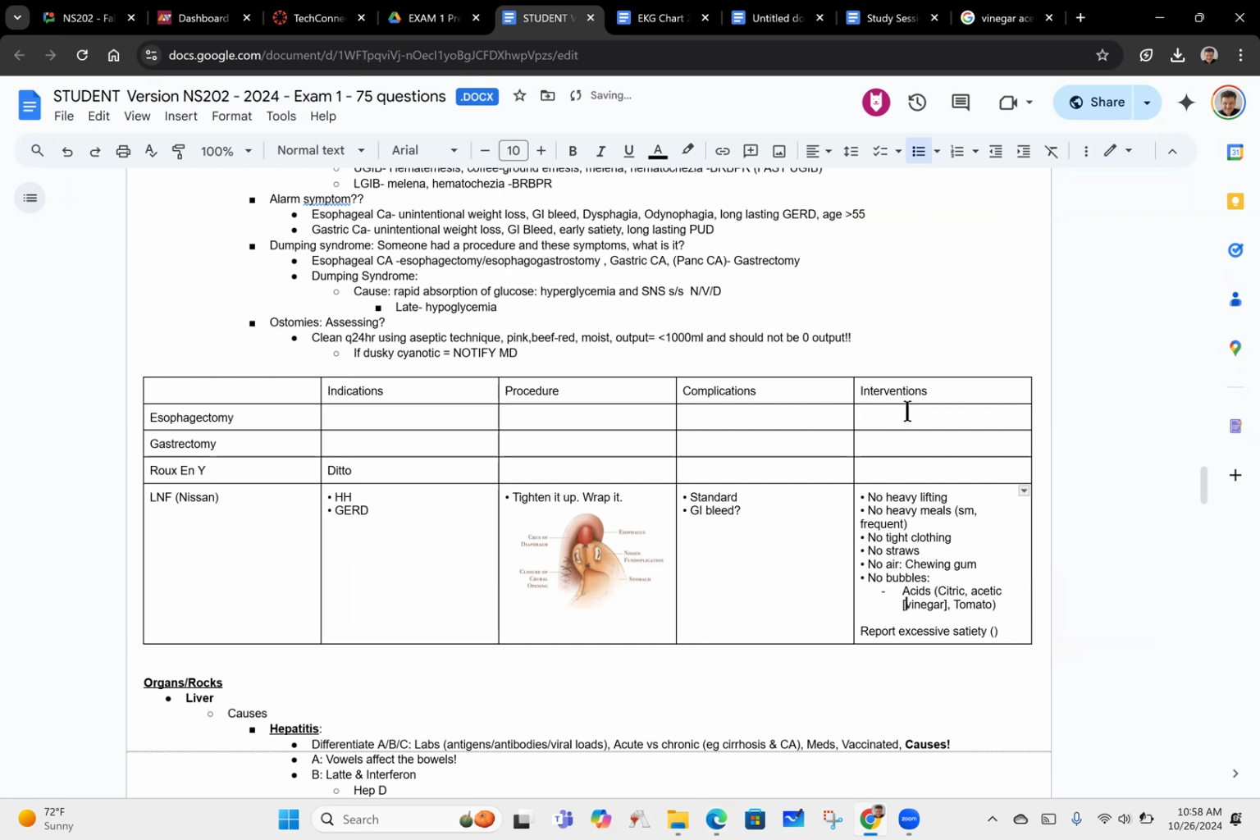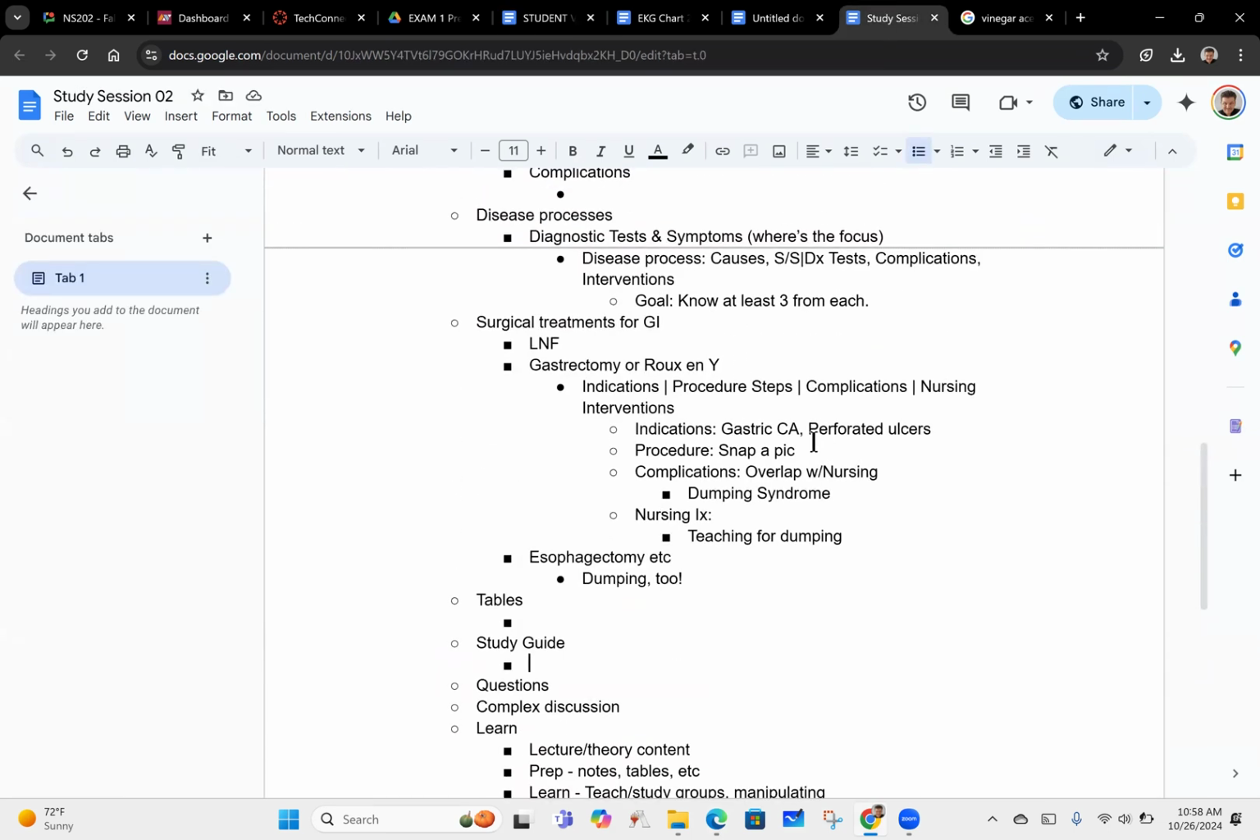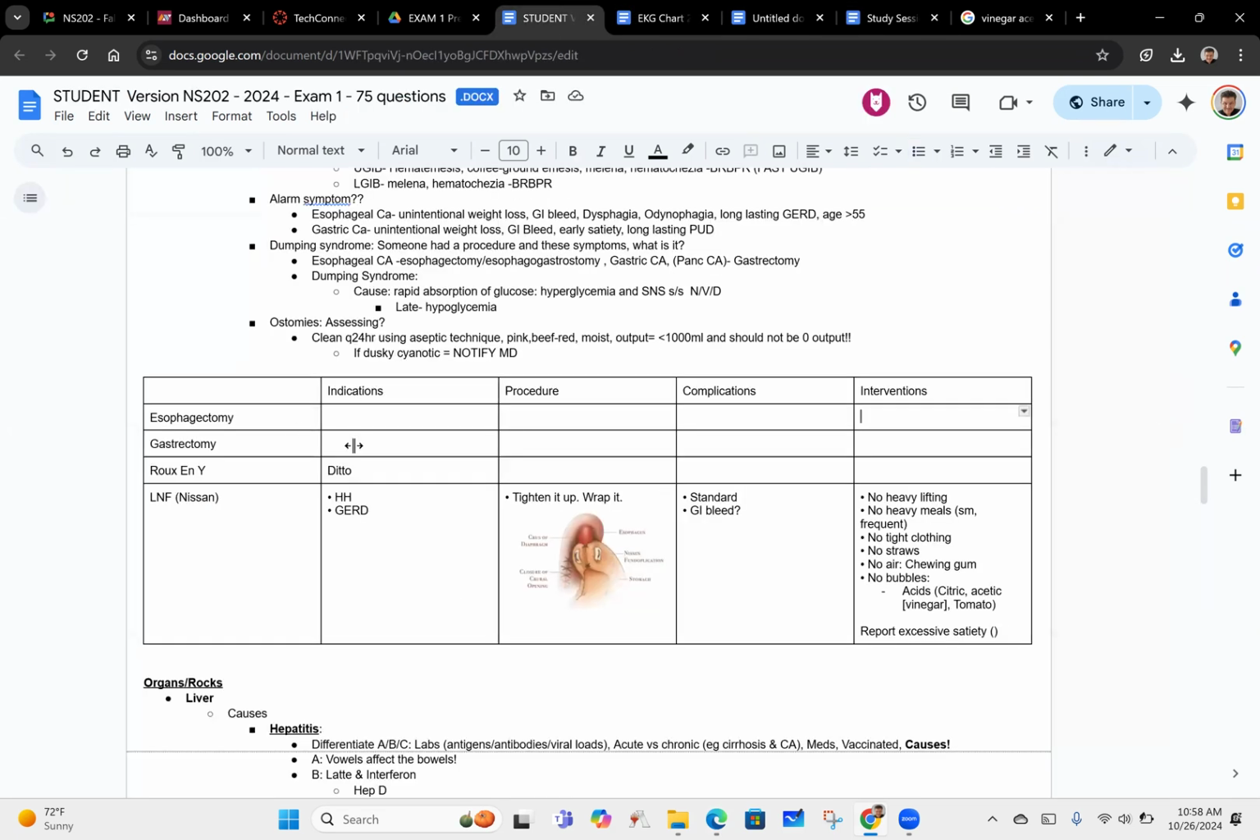Okay. And then of course we talked about some of the things here for esophagectomy and gastrectomy on this guy here, right? Talked about dumping syndrome, right? Gastric cancer, perforated ulcers would be something we'd add over there. So we can fill this out some more.